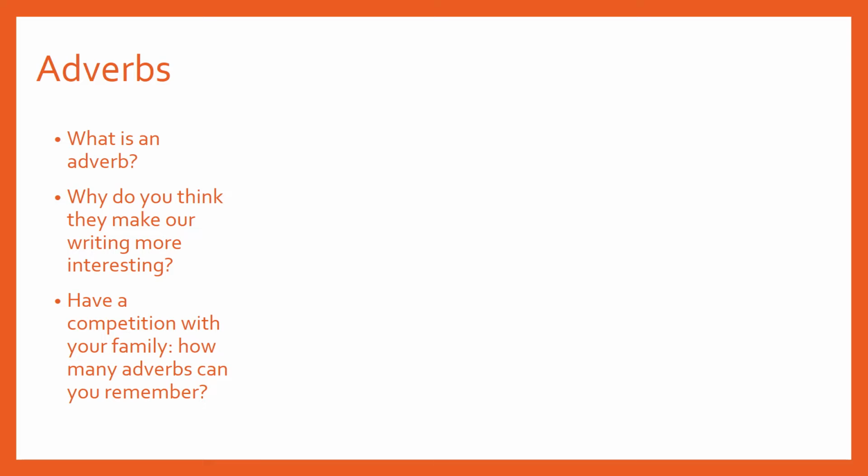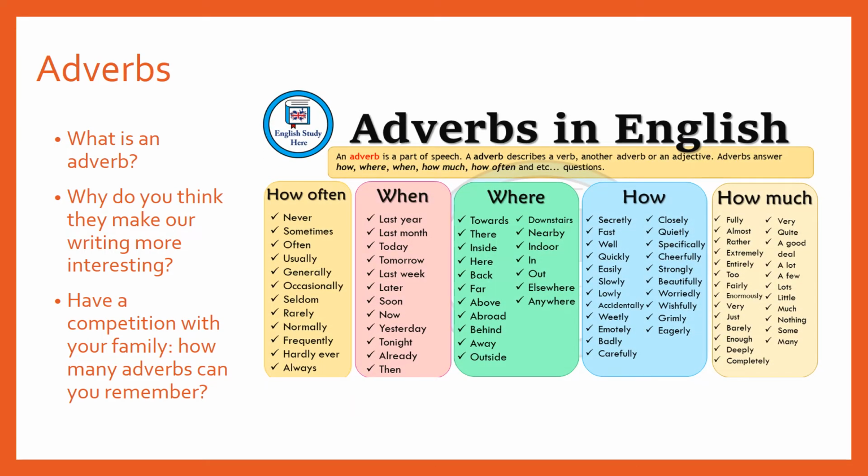Whilst thinking about what makes a good sentence starter, what is an adverb? So an adverb describes a verb. They explain how, where, when, or how often something is done. Have a little competition with your family or by yourself and see how many adverbs you can memorise from the list. You might try the first time and only remember 5. You might try the second time and remember 7. Let's see how many you can remember.